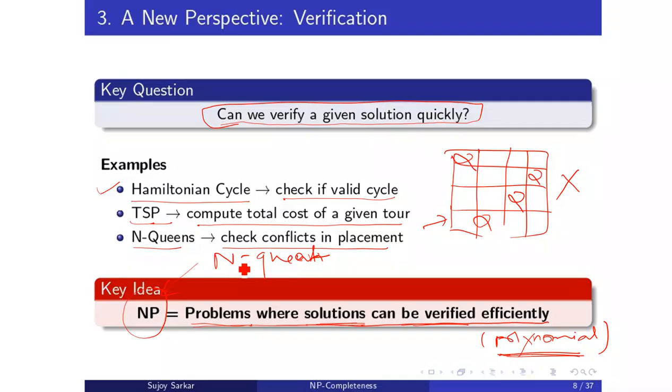But easy problems also, let's say minimum spanning tree. Given a spanning tree, can we verify whether it is a spanning tree of a certain cost? Yes, so it will come under NP. Or even the sorting problem: given a solution, we can verify whether it is sorted or not in polynomial time. Yes, in linear time we can check it, so it also comes under NP. Here NP stands for non-deterministic polynomial.